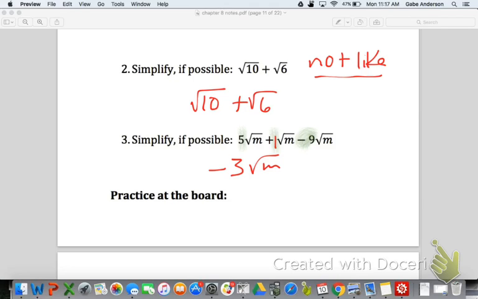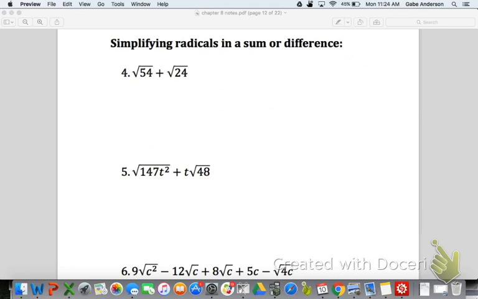Do you have any questions? Okay, let's practice this at the board. We had one, I think it was something like root 10 plus root 6, and I said, hey, let's try to add those. And you guys rightfully said they're not like radicals, can't do it, right? You can add these. You can.